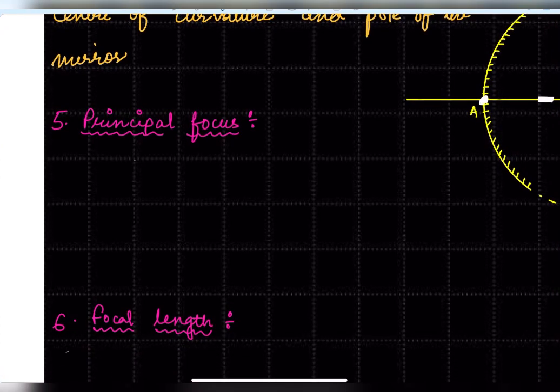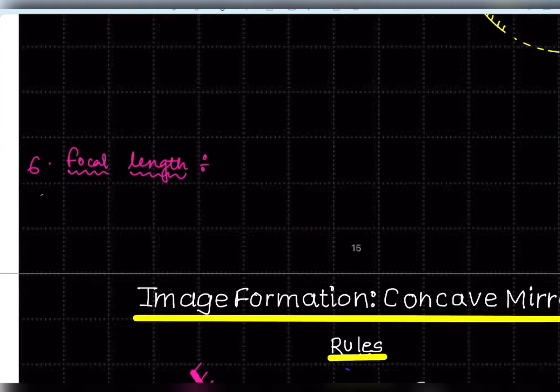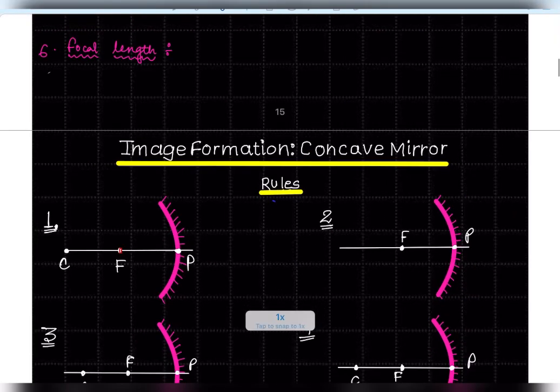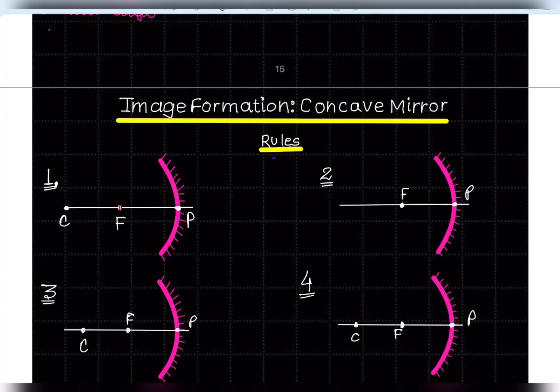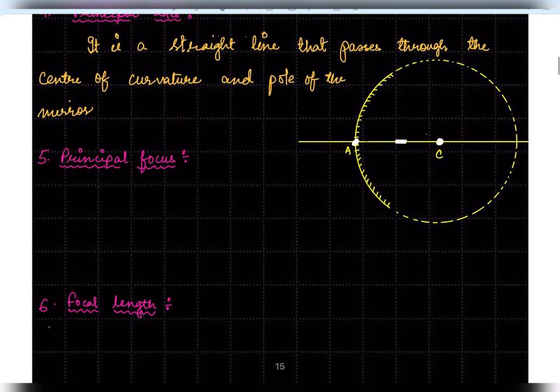Now another thing we need to discuss is the principal focus. What is the principal focus? Now this is a little bit complicated. For principal focus and focal length, I'll discuss after this image formation rule. But okay, fine, let me just define it, and if you didn't understand, don't worry, I'll make it clear soon.